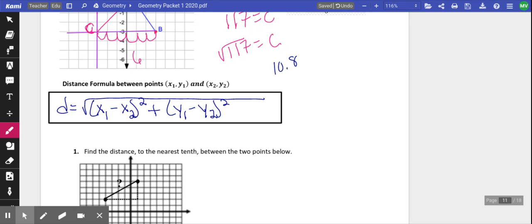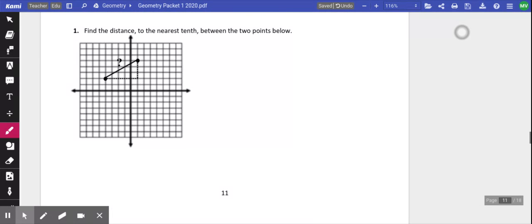So I want you to pause and try to do number one using the Pythagorean theorem. So hopefully you paused. I'm going to do this out for you. So first I want to count how tall this is. So it's 1, 2, 3. Count how wide. That's 1, 2, 3, 4, 5.